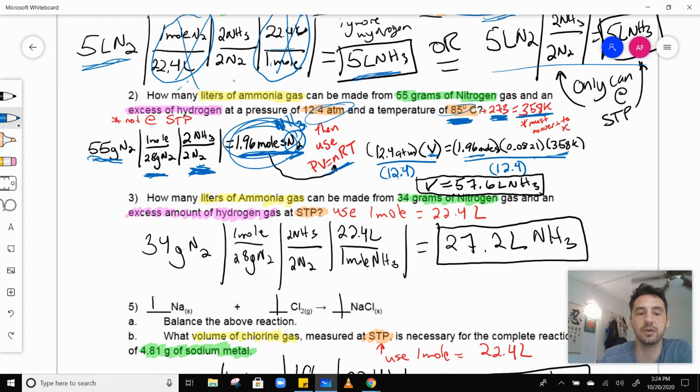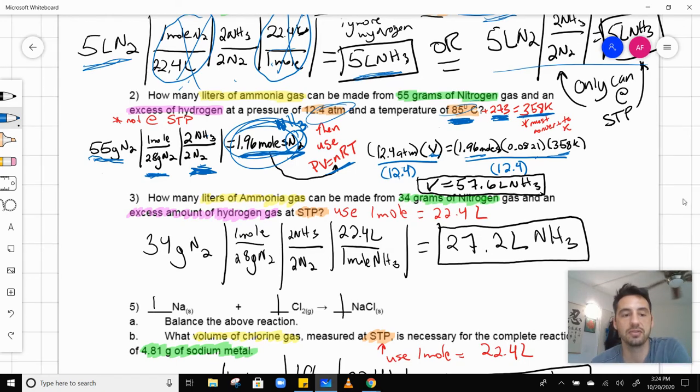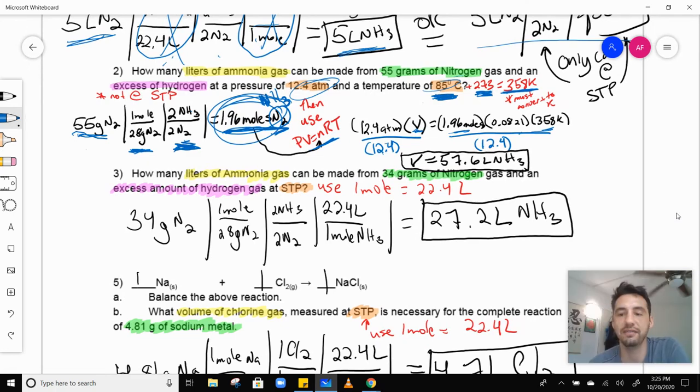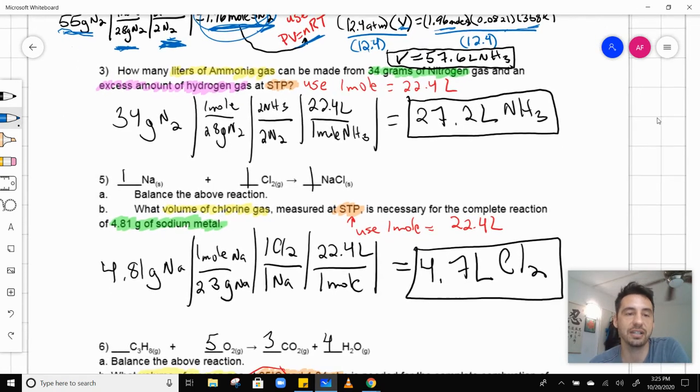Okay, next one. I just realized I don't have a number 4 there. That's weird. It goes 3, then 5. Well, I guess I don't like the number 4. I probably deleted it and then just never replaced it.